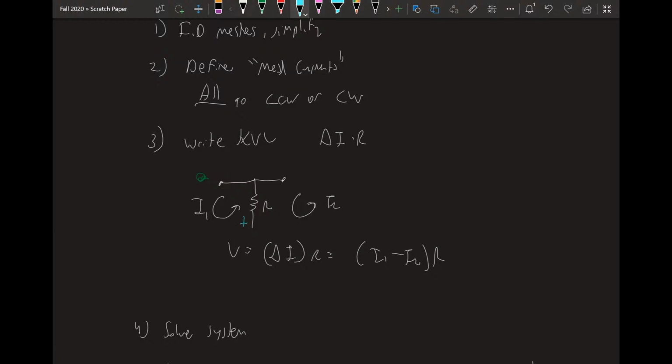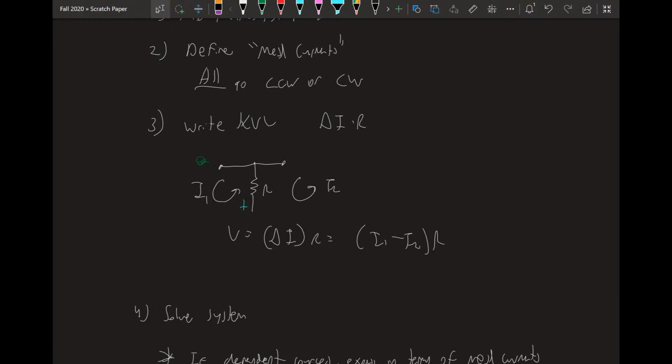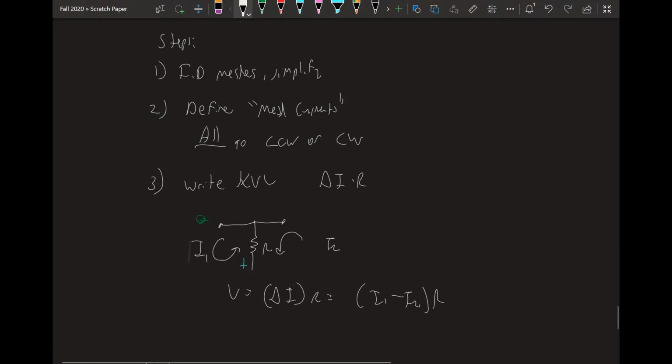So it would still be I1 minus I2. Because I2 is going the wrong way. Because now I2 is going this way, right? Against our new convention. So you get the same equation. Does that make sense? Okay. No problem.